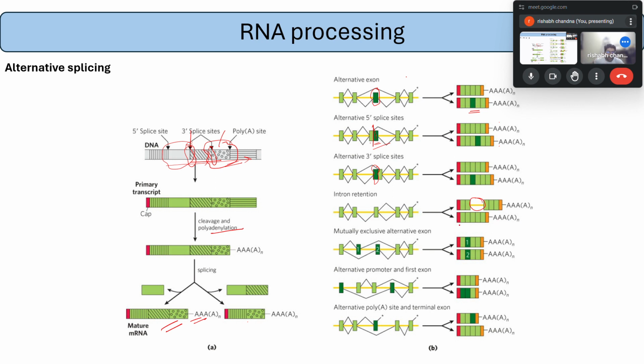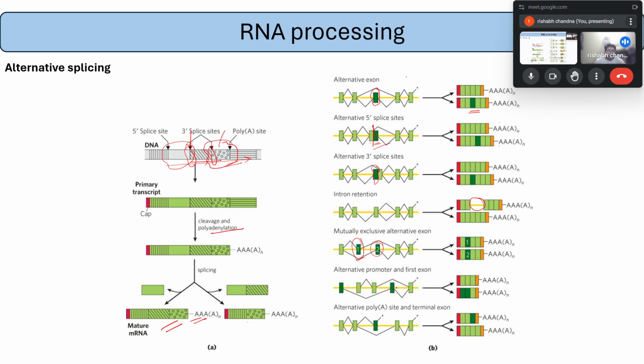Then we have mutually exclusive alternative exons. So in one of the transcripts, only one exon will be there, but not the second one. But in the other, the second one will be there, but not the first one. So this leads to different functions of a single protein in different organs or different tissues.